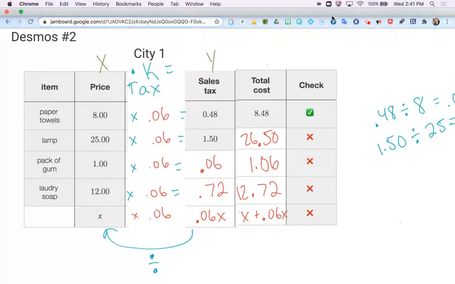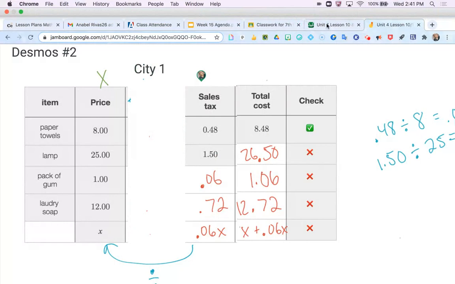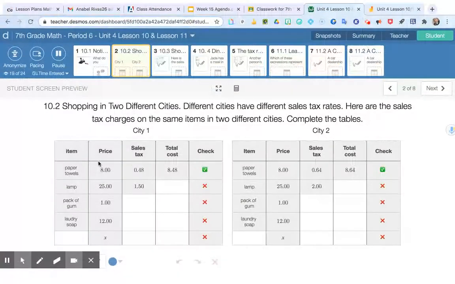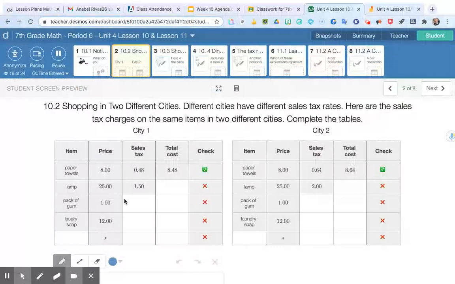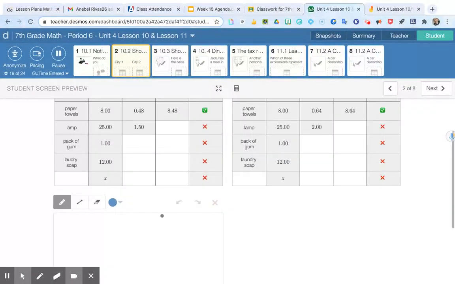All right. So I just showed you on a Jamboard how we got our answers. So think of this as proportions. So 8 times 0.06. So I'm multiplying the price by 0.06. So my tax is 6%. So I'm multiplying by 0.06.